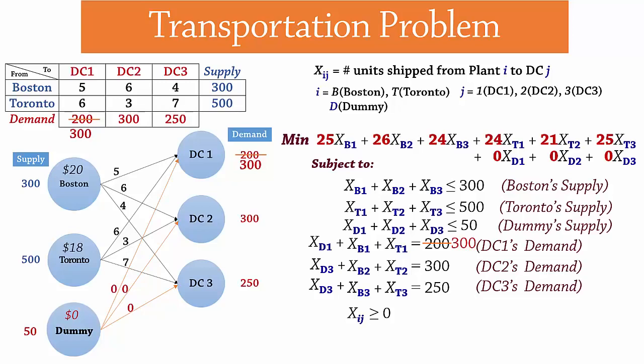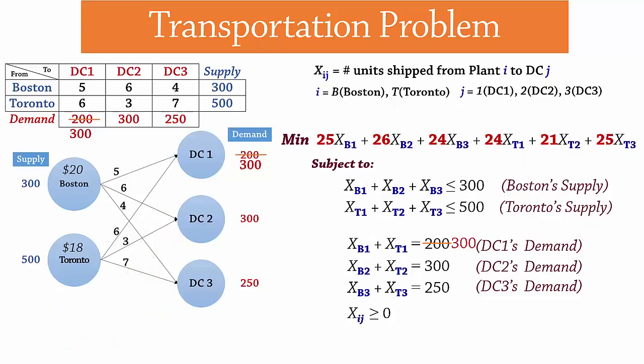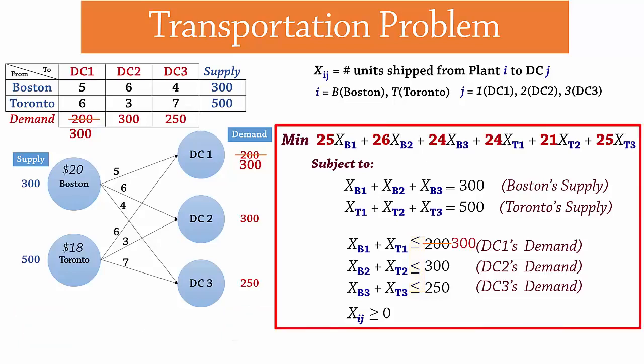Instead of introducing a dummy, let's now look at another formulation method we could apply. Since demand exceeds supply, all available supply will be used up. So we simply change the less than or equal signs here to equal signs. And since demand is not going to be fully met at some of the distribution centers, we change the demand equality signs to less than or equal signs. And the model is again complete.